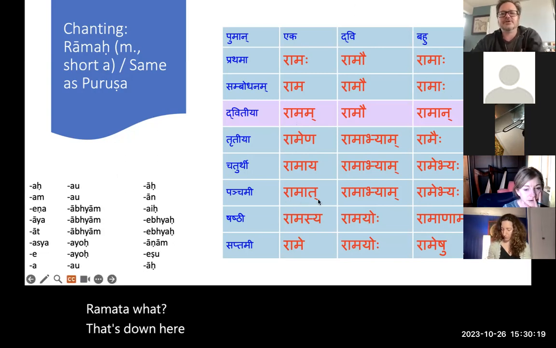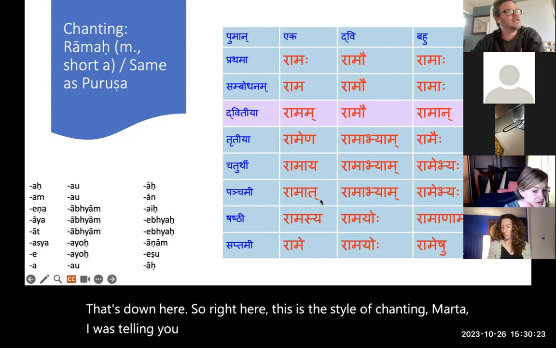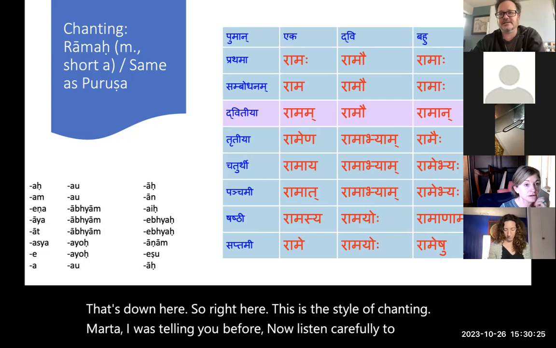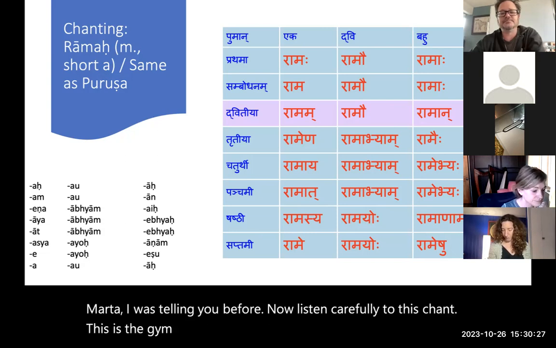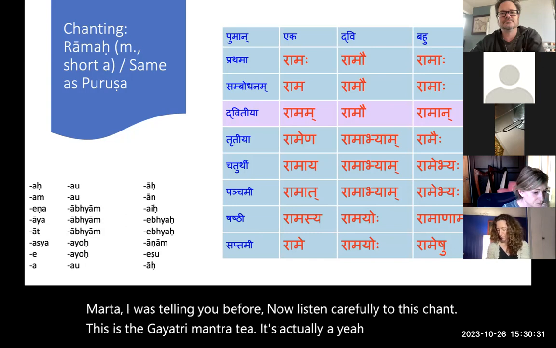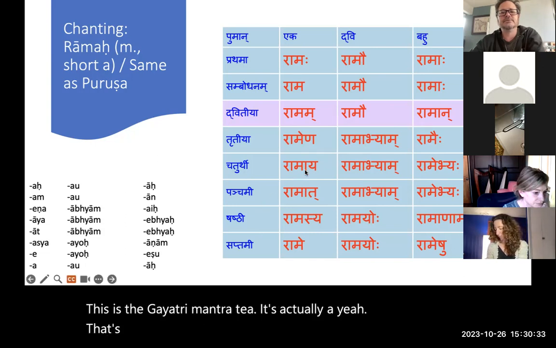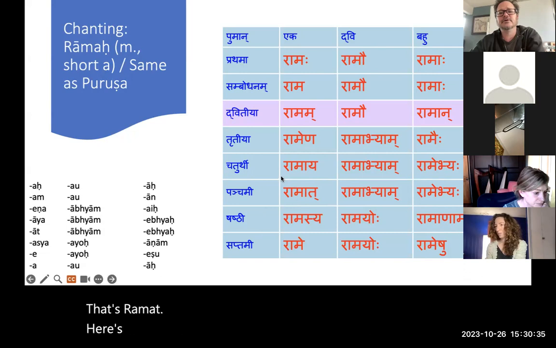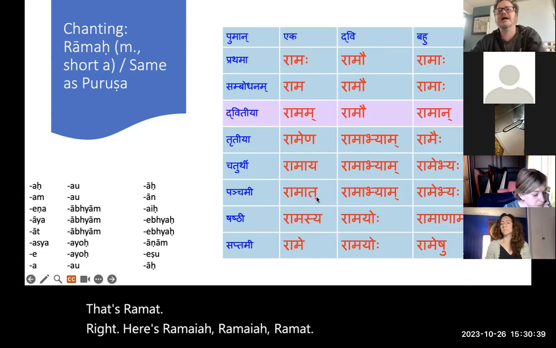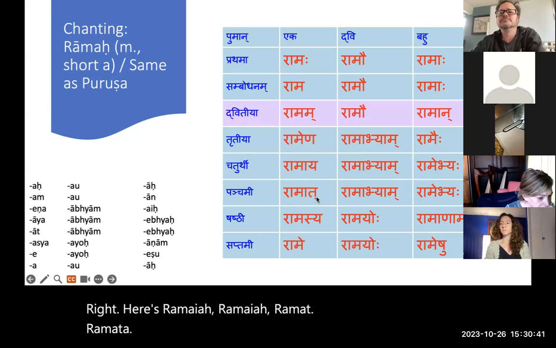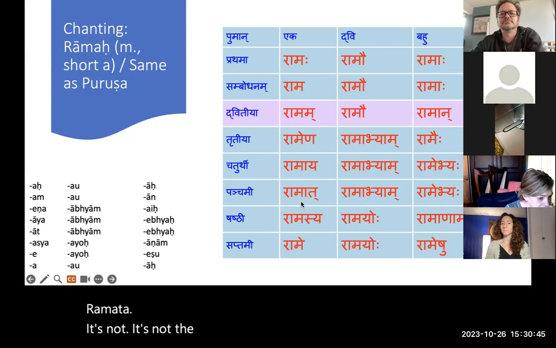So right here, this is the style of chanting I was telling you before. Now listen carefully to this chant. I thought instead of T, it's actually a ya. That's Ramat. Here's Ramaya. Ramat. It's not the sibilant sh. I've never heard it as a T.